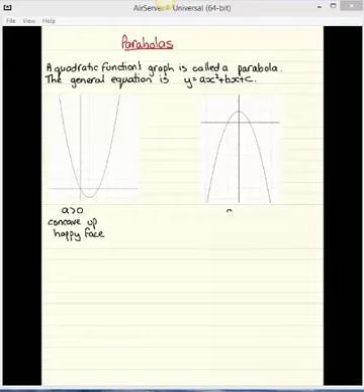In the second situation, a is negative, so a is less than 0, and this is concave down. So it faces down, and we remember that because when it's negative it has a sad face.